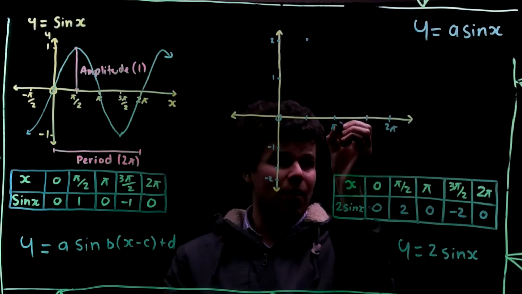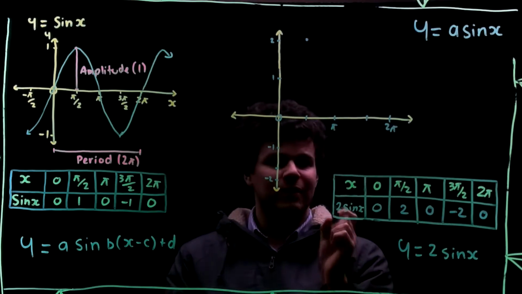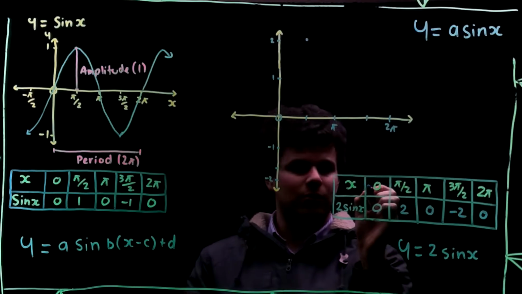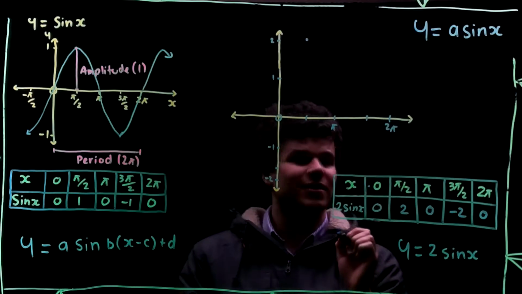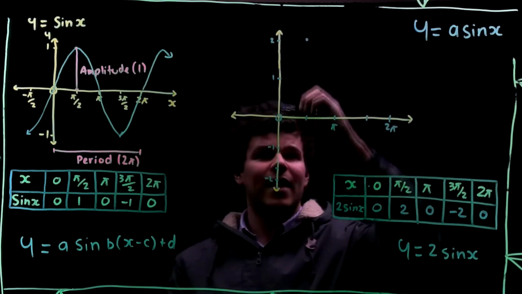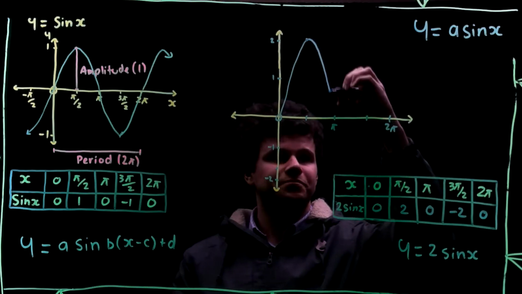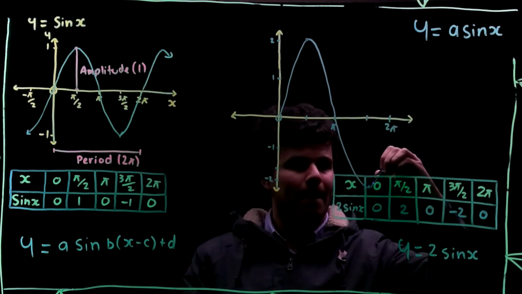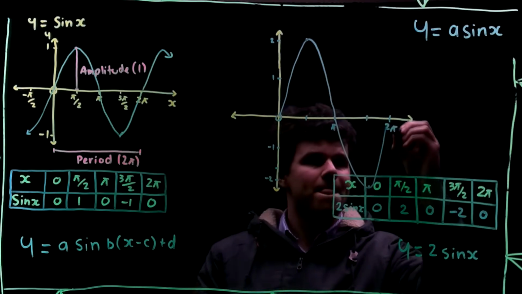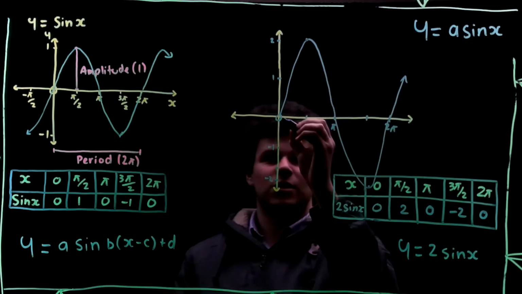Back down to 0 at pi. All the way down to -2. I'm going to go across my own graph here, but let's see how this works. And then back up to 0. Okay, so join the dots. Okay, and so on that way.